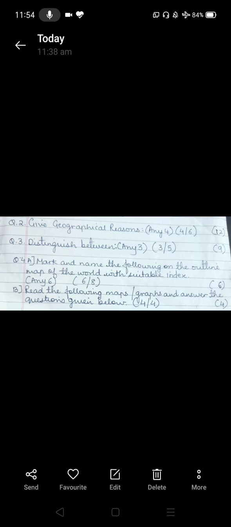Distinguish, question 3. Differences or distinguish. You will be given 5. You are going to attempt any 3. Each difference is for 3 marks. Accordingly, you are going to write.